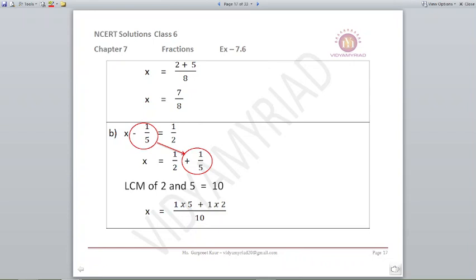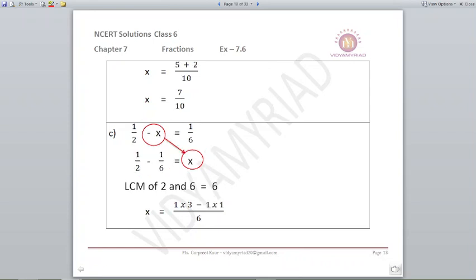Now looking into the denominator, we have different denominators. So we will take the LCM of 2 and 5, which comes out to be 10. So x will be equal to 1 into 5 plus 1 into 2 upon 10, which will be 5 plus 2 upon 10. So x comes out to be 7 upon 10.